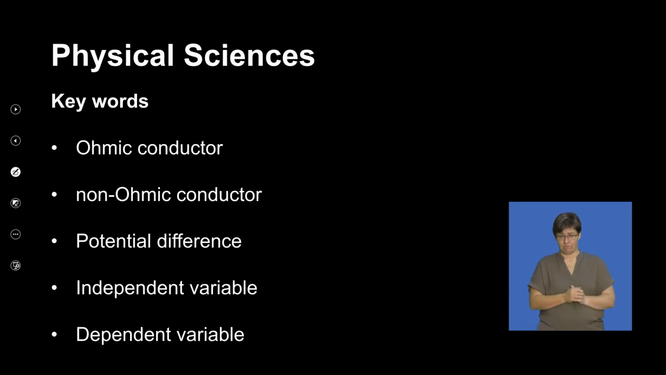Right, so some of the key words are ohmic conductors, non-ohmic conductors, potential difference in terms of terminal potential difference. And then independent variables, because we'll do some bit of scientific inquiry in terms of verifying some of the facts that we already know leading to Ohm's Law.